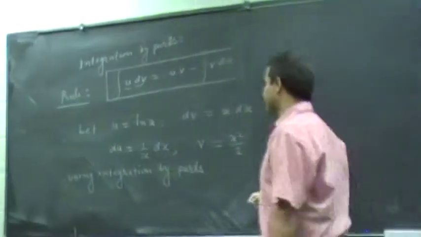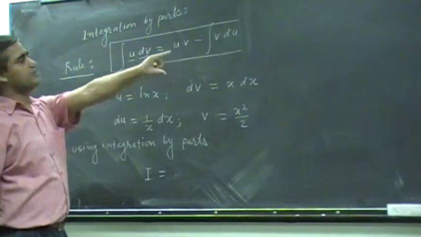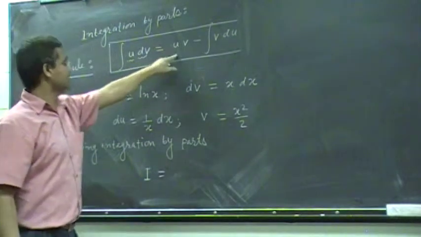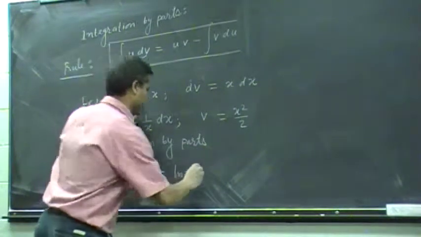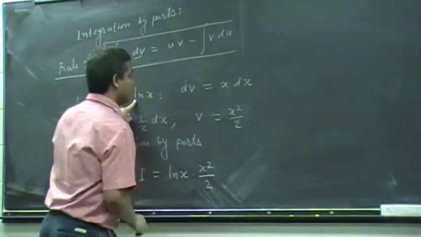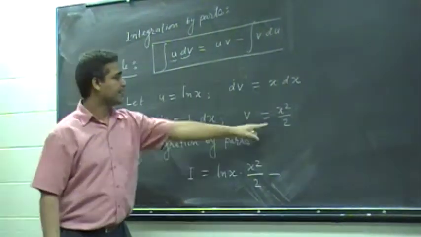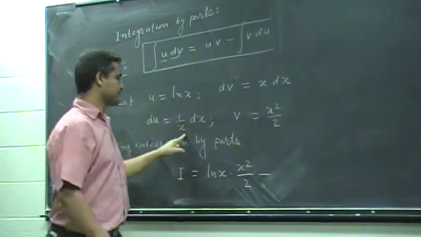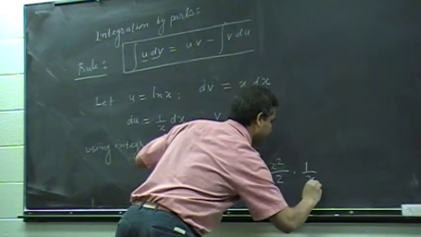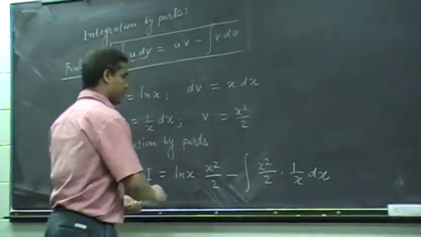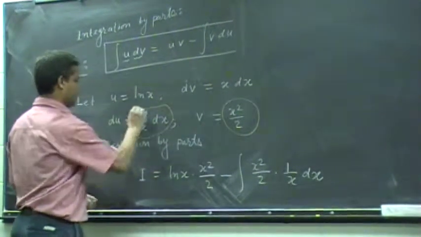Using integration by parts, I means the integral of u dv equals u times v. What is u? ln x. What is v? x squared over 2, minus the integral of v du. What is v? x squared over 2, du is 1 over x dx. x squared over 2, 1 over x dx. Do you see my point?